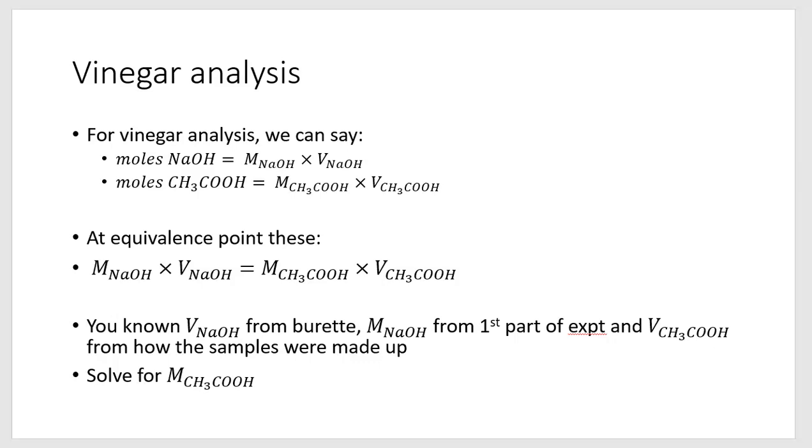In the second part of the experiment, we're going to do something similar, except now we use acetic acid, the vinegar, instead of the HCl. And now we know the molarity of NaOH. It's the molarity of the acetic acid that we don't know. But we can set it up very much the same. Now we know the volume of NaOH from the burette. We know the molarity of NaOH from the first experiment, from what we just did, and we'll measure out a known volume of acetic acid, and so we can solve for the molarity of acetic acid. And that's what we want to solve for.